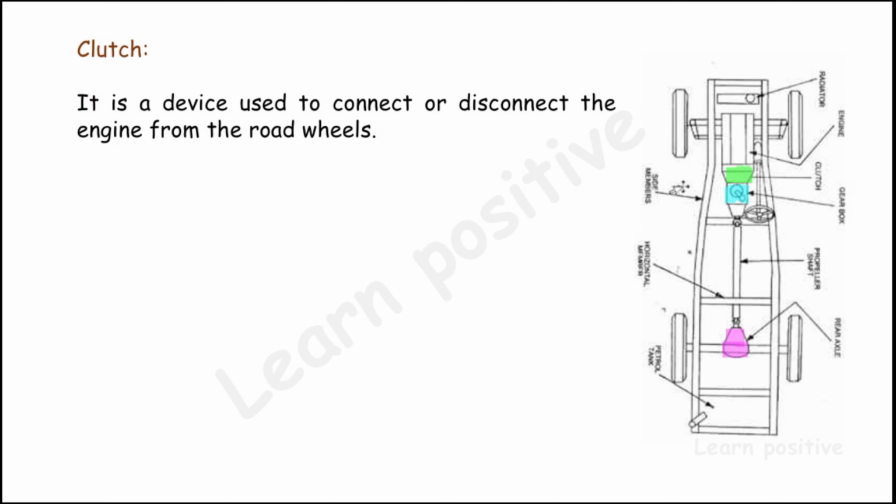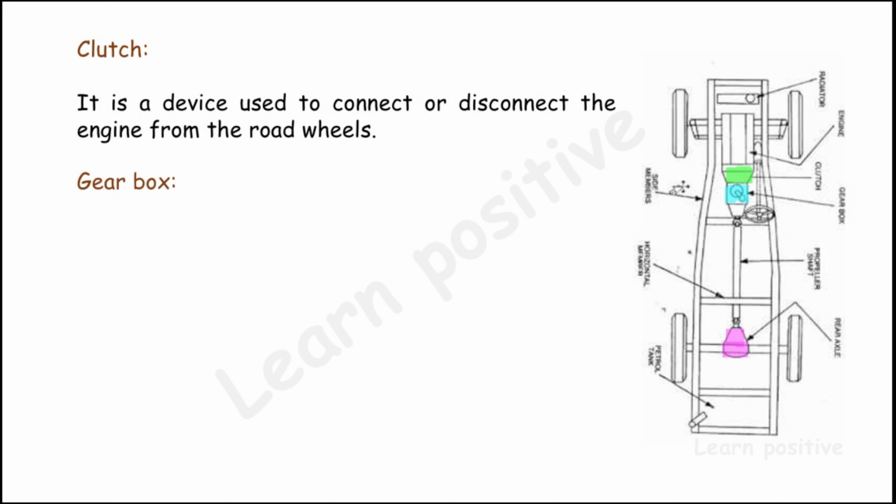The clutch is the device used to connect or disconnect the engine from the road wheels. That means it has to transfer the energy from the engine to the gearbox by connecting and disconnecting. Without the clutch, we cannot transfer the energy from the engine to the gearbox. Without it, we cannot stop the vehicle or control the vehicle speed. So with the help of the clutch, we transfer the energy from the engine to the gearbox by engaging and disengaging.